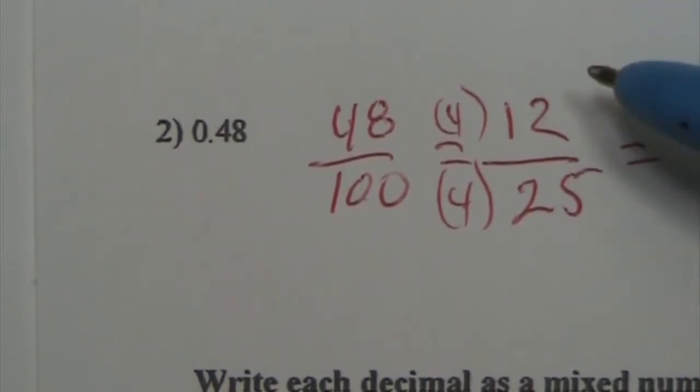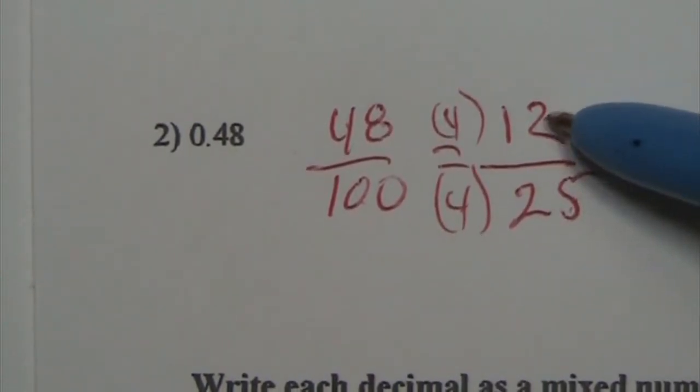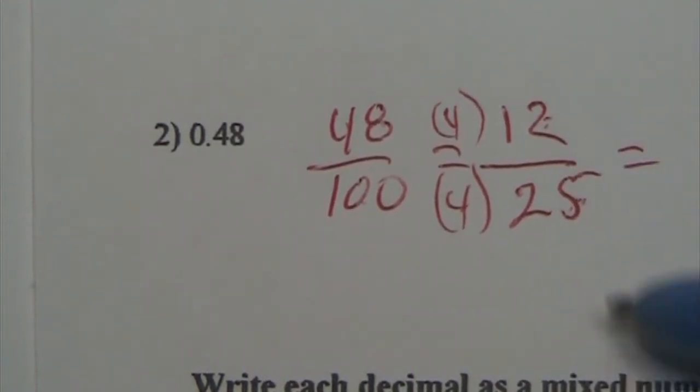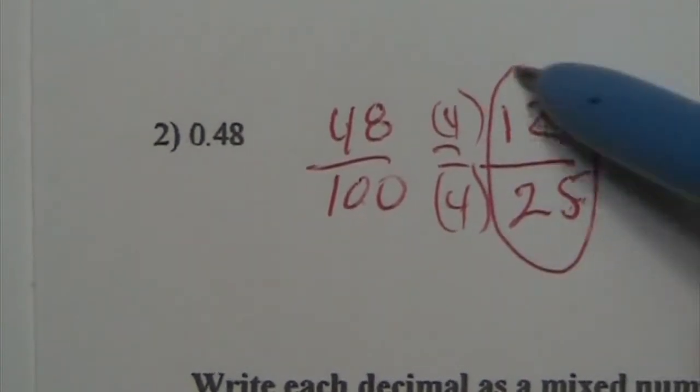Now let's see, is there anything that goes into both 12 and 25? Let's see, 3 goes in there, but 3 does not go there. 4 goes in there, 4 does not go in there. The only one that goes into 25 is 5. So this is reduced. That's it.